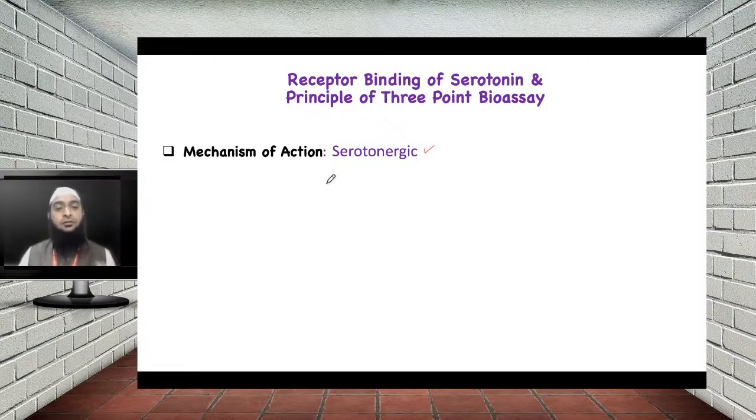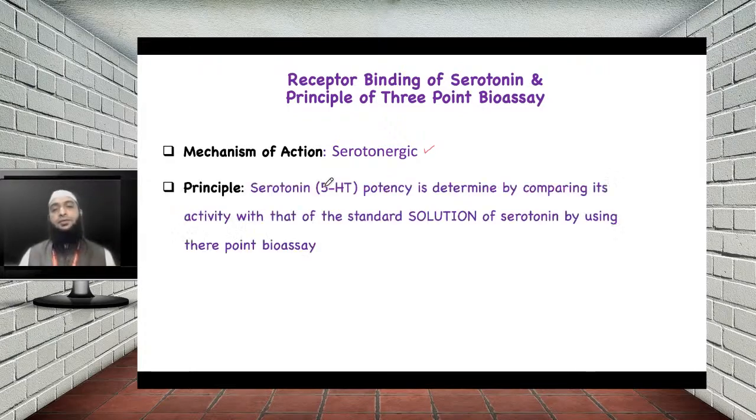Just for this experiment, remember their action on the GIT: when serotonin binds to the serotonergic receptor, it produces contraction of the rat fundus preparation, and you are measuring that contraction using the rat fundus, that is, an isolated fundus strip from the rat. Okay, so this is about the mechanism of action of serotonin.